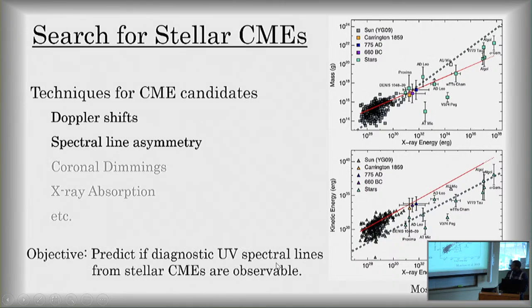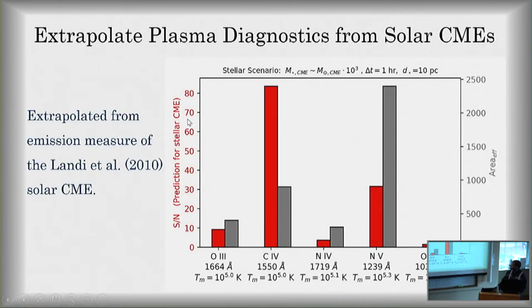My purpose in looking at this was just to predict if diagnostic UV spectral lines from stellar CMEs are observable, specific ones that I really like as a diagnostic. What you're seeing here, I looked at the CME that was studied by Enrico Landi, and the collaboration gathered the emission measure for that CME. Extrapolating that emission measure, he used plasma diagnostics, similar to what I was doing, getting a luminosity of the CME, and then converting that to a flux as if that flux is coming from a distant star.